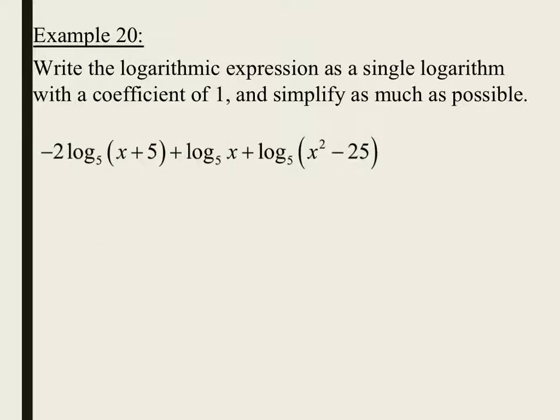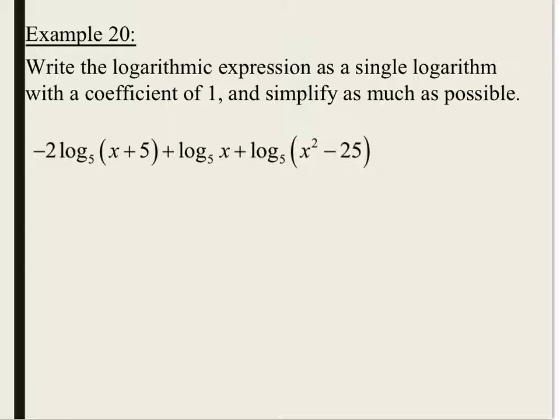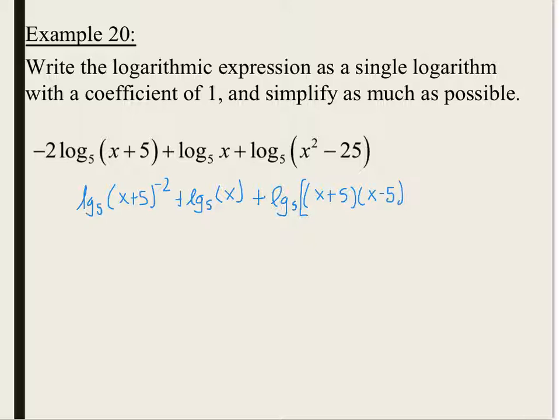So here we also have a more complicated scenario. In this particular case, I have a -2 here that I'm going to be dealing with, and so I'm going to do the power rule first. So I have log 5 of x plus 5 raised to the -2 power plus log 5 of x, and then I'm going to rewrite this as log 5 of x plus 5 times x minus 5, because it's a difference of squares.